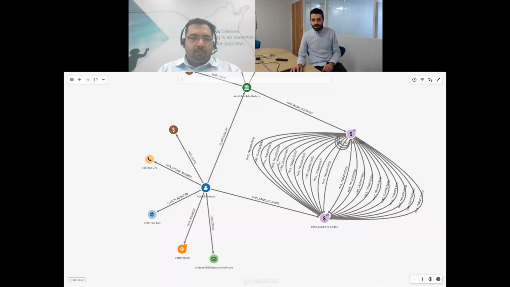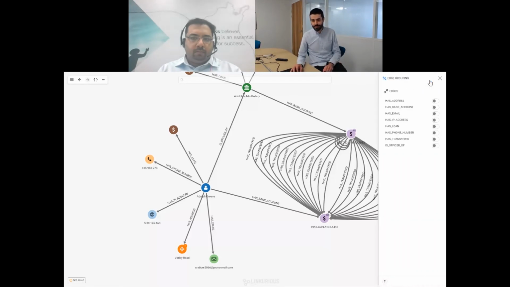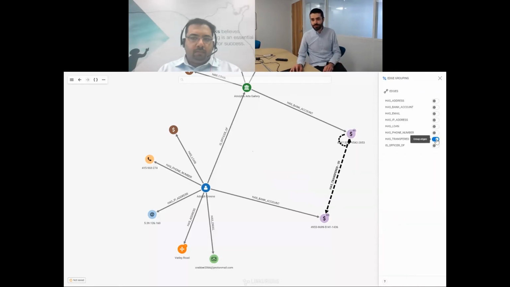We have quite a bit of relationships here on the screen, and we may want at some point to clarify that by merging those. And I'm going to do that by bringing the grouping capabilities of Linkurious Enterprise. And we are going to ask the software to group the transactions to make the situation easier to read.